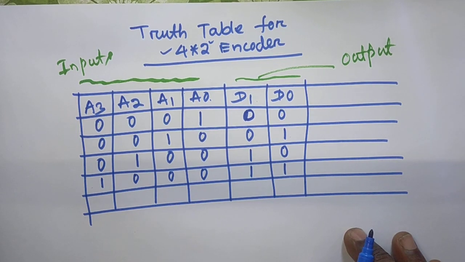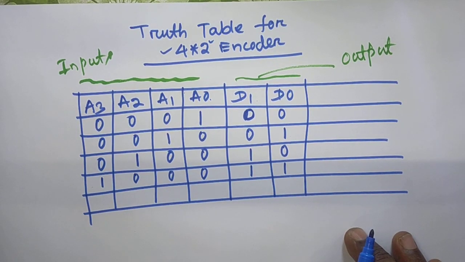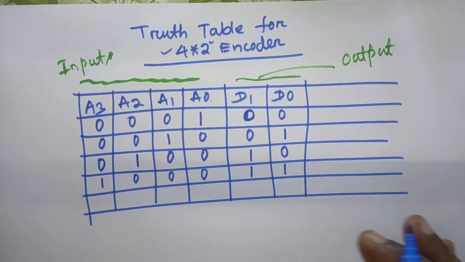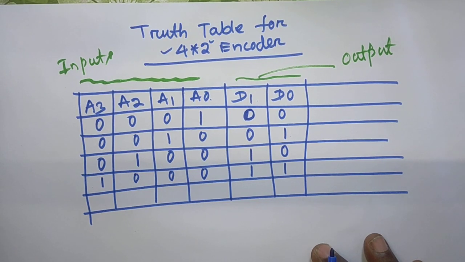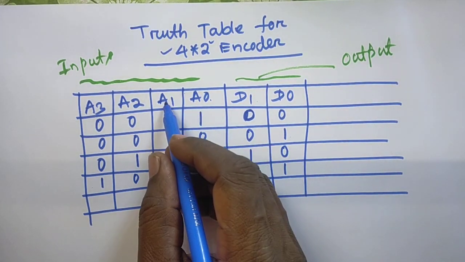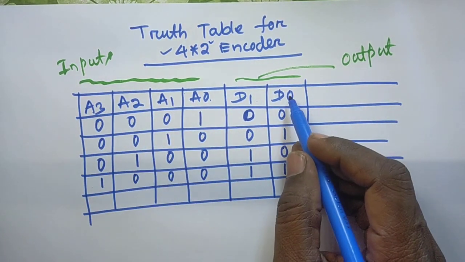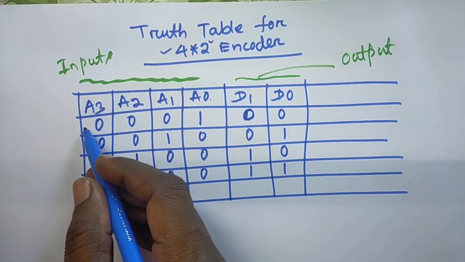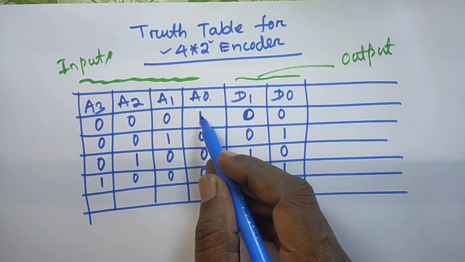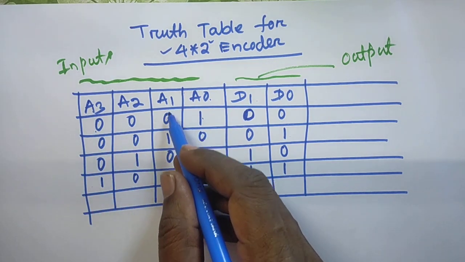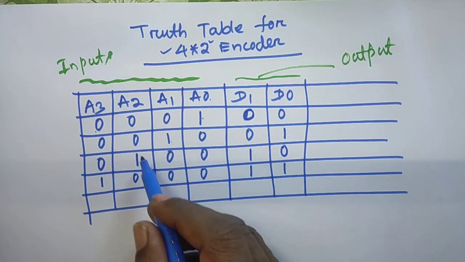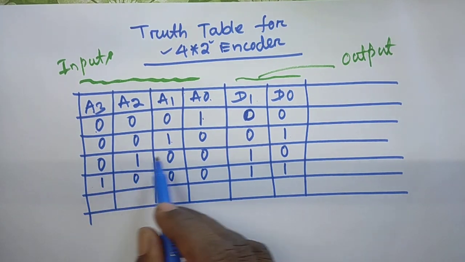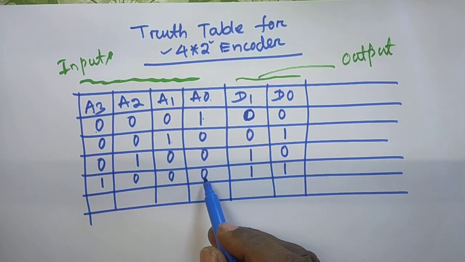Okay, how to design the truth table for the 4 into 2 encoder? How to design? This is the very simple way we have to take it. A0, A1, A2, A3. Similarly, D0, D1. So from right-hand side to left-hand side, you just write 1, others 0. Next, A1 is 1, others are 0. Here A2, here 1, others are 0. Here A3 is 1, others are 0.